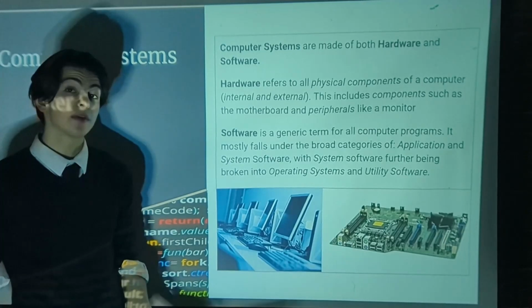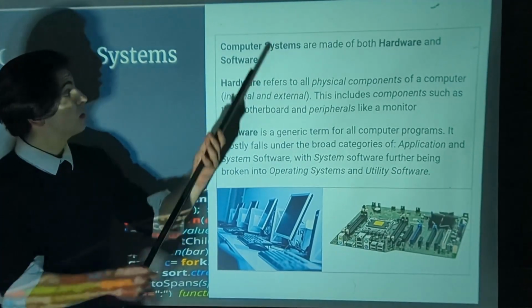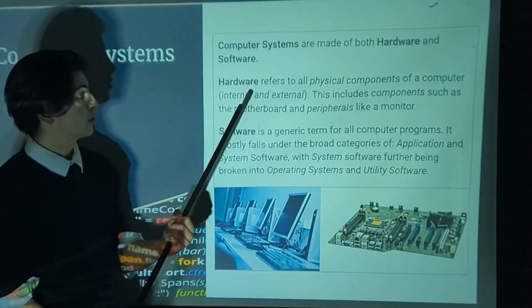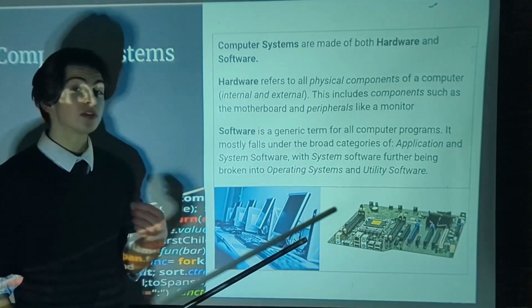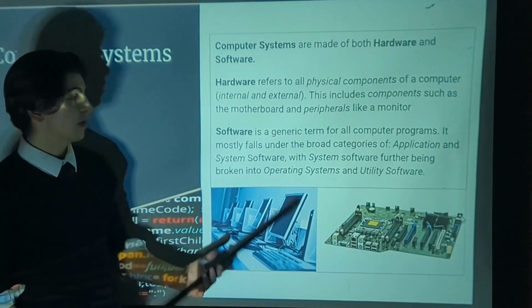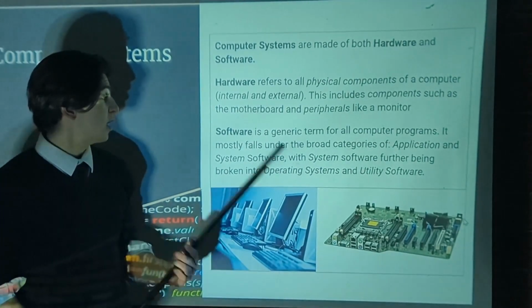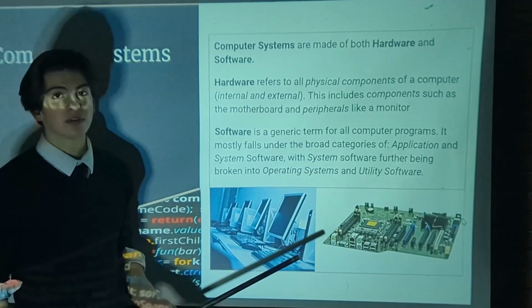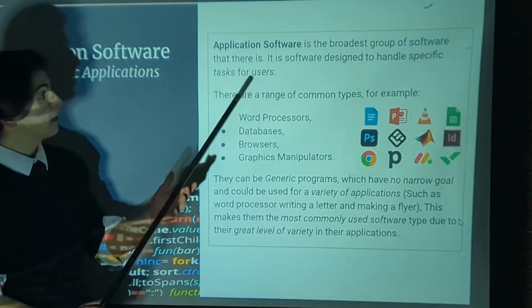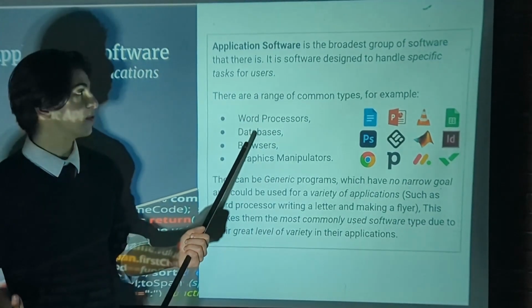So to begin talking about this subject, we first need to talk about computer systems. Computer systems are made of both hardware and software. Hardware refers to all physical components of a computer, and software is a generic term for computer programs. It can be broken down into the broad categories of application and system software.